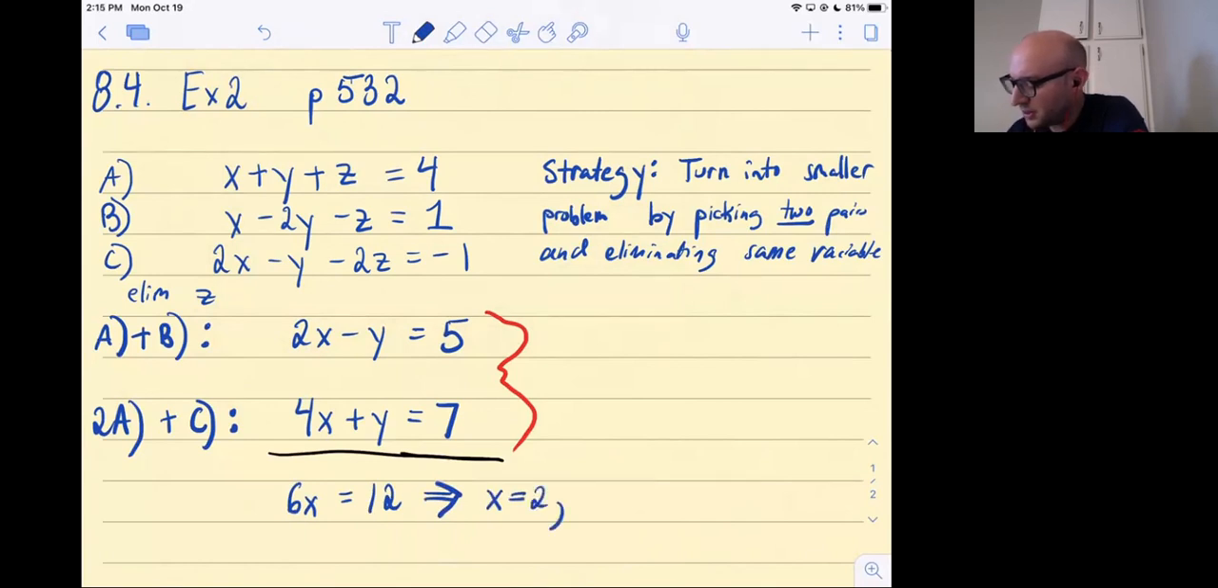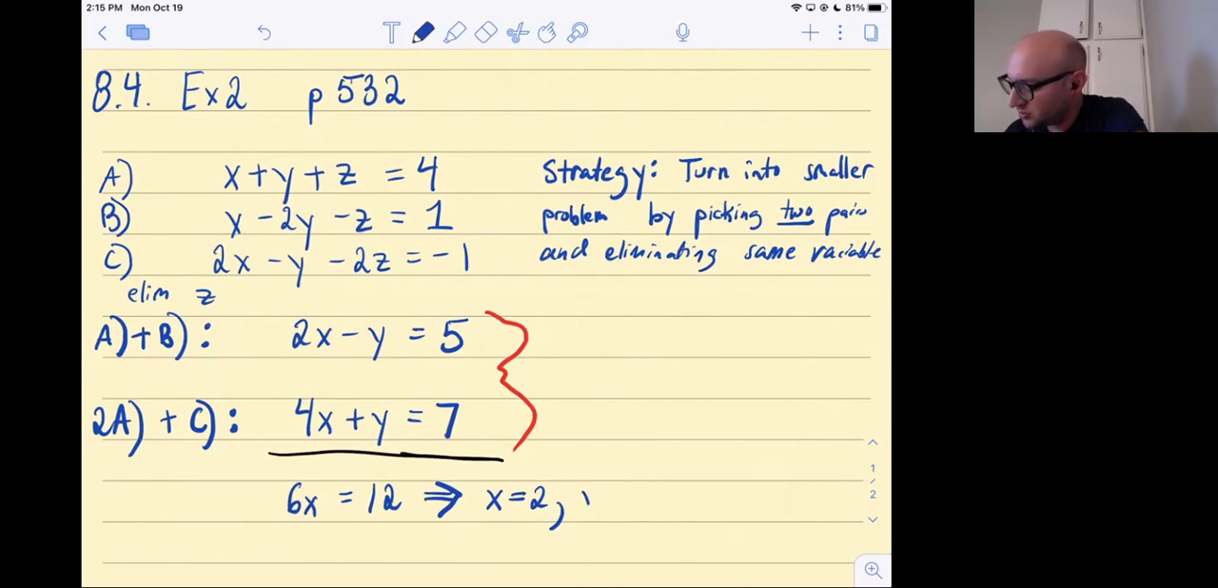Now you can plug in, just kind of without even writing anything down, you can just look at it. Just be careful though when you do it this way. Just by looking at it, what should y equal? Plugging into either of the 5 or the 7 equation. Oh, hang on. I think it should be y equals -1, because if you plug in the 2, you get -1.